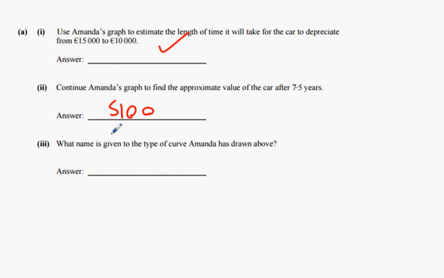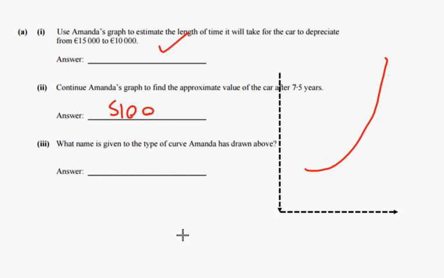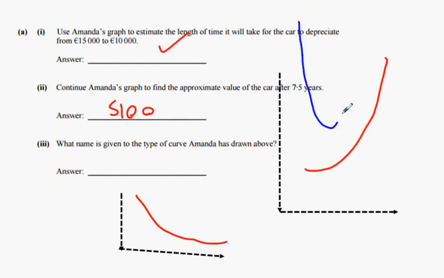What name is given to the type of curve she drew below? So guys, these are what are called exponential graphs. Exponential graphs are when it either curves up, or I'll just draw 2 axes here for a second. It's either when it curves up like that, or an exponential graph can be when it also curves down like that. They're exponential graphs. Quadratic graphs are where it goes up and down. Exponential is when it just keeps going up or keeps going down, and it curves, and then quadratic graphs are U-shape or N-shape.